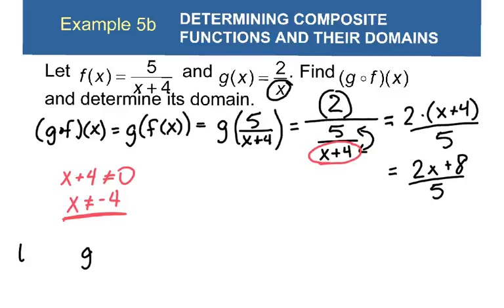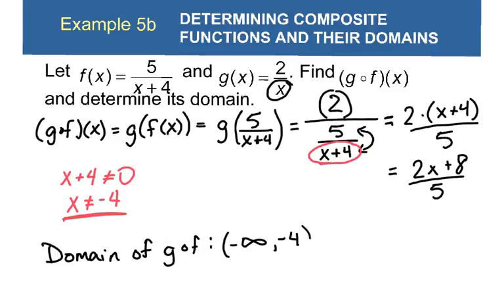So the domain, let's go back. The domain for our g of f is going to be all real numbers except where x is equal to negative 4. Now that's the last example I have.